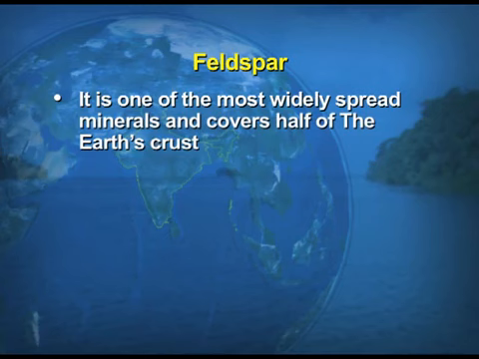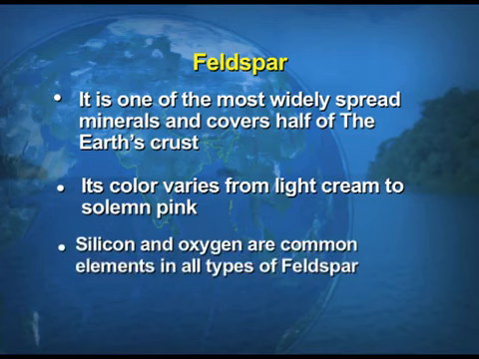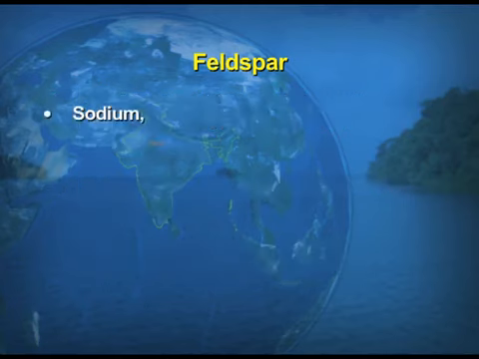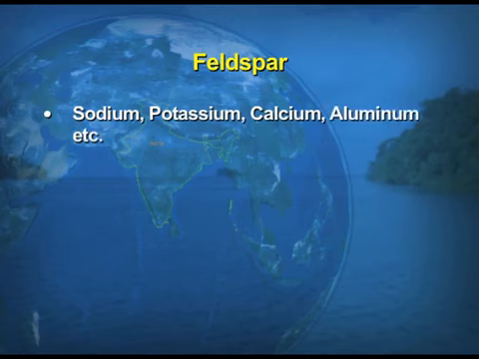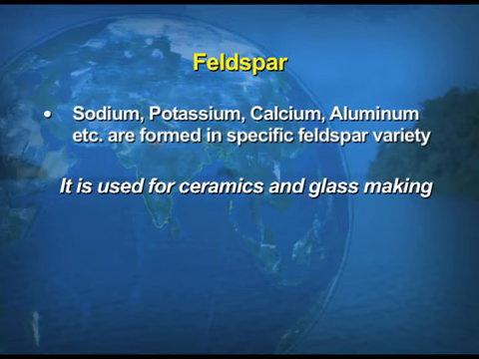The second character of this mineral is its color. The color varies from light cream to salmon pink. Silicon and oxygen are the common elements in all the types of the feldspar. Sodium, potassium, calcium, aluminium are found in the different specific feldspar varieties. Now we talk about in what different forms the feldspar is used. It is used basically for ceramics and glass making.